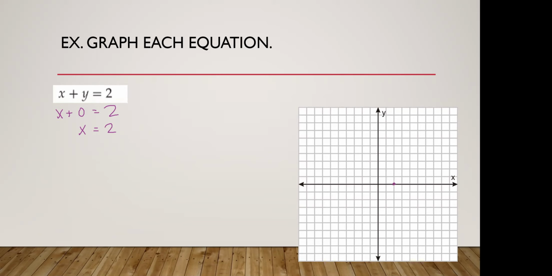And then I'm now going to find my y-intercept. To do that, I'm going to have x equal 0. So I have x plus y equals 2. Now I'm putting 0 in for x, and then I'm solving for y. Well, 0 plus y is just y. So y is equal to 2 as well. So I put a point on my y-axis at +2. And then here is my line. Remember, you just need 2 points to graph a line.